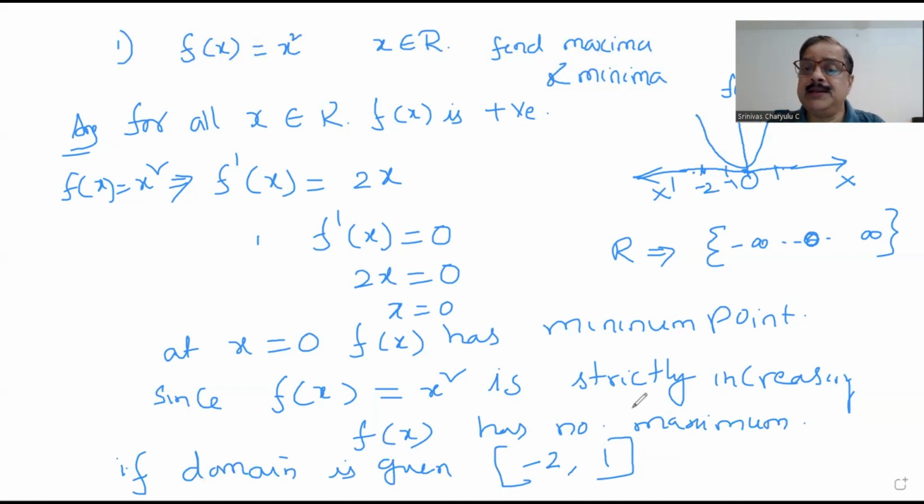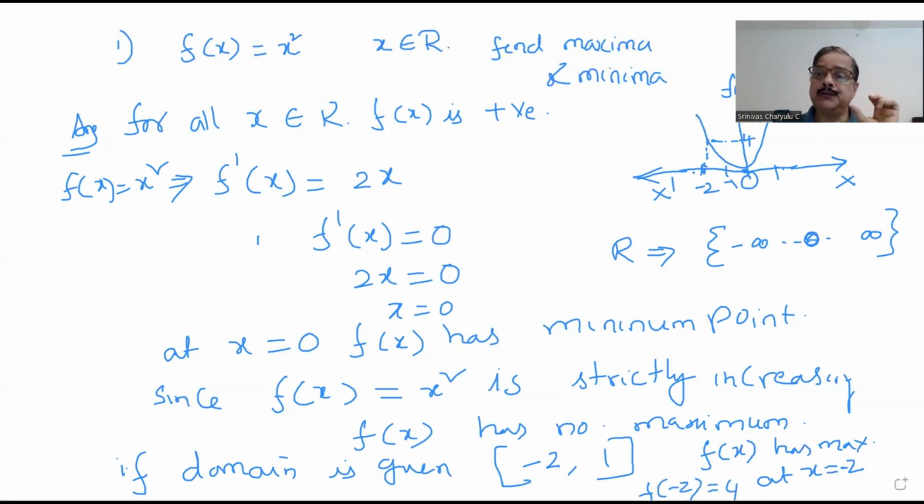So this domain is having at -2, correspondingly, this is the y value. What is this value? It will be 4. -2 whole square will become 4. So at that time f of x is having a maximum. f of x has maxima at x is equal to -2, and that value is 4. f of -2 is equal to 4. So if the domain is restricted, you will have a maximum value. Else it is strictly increasing, but the minimum value is there, that is at x is equal to 0. Understood or not?